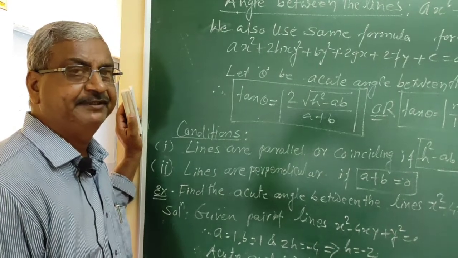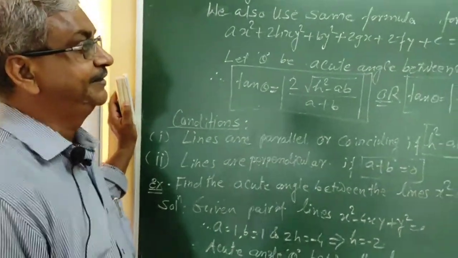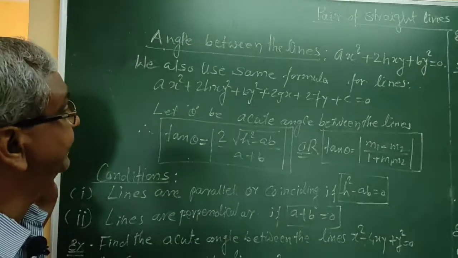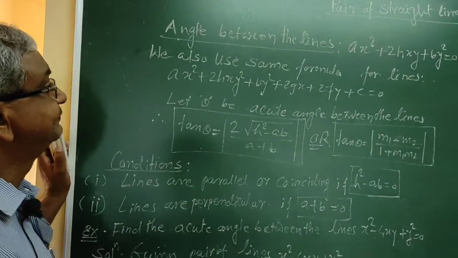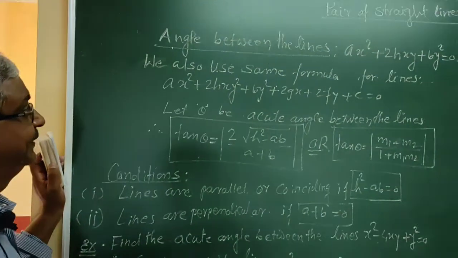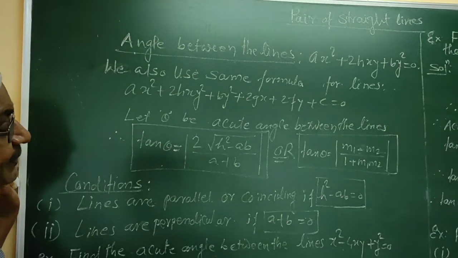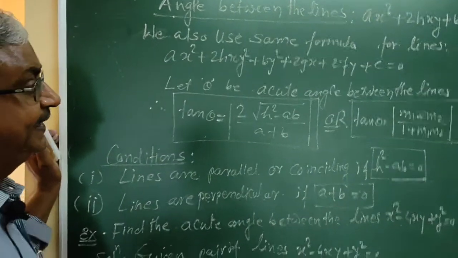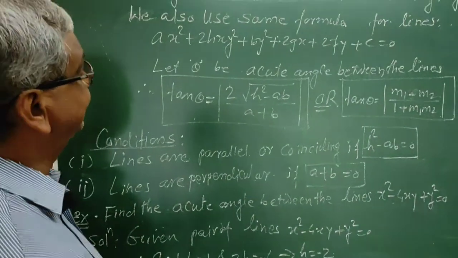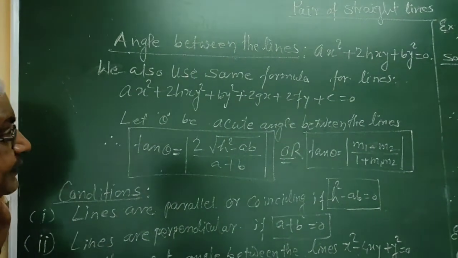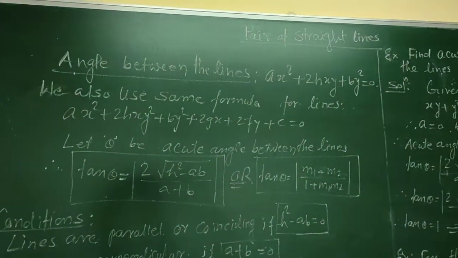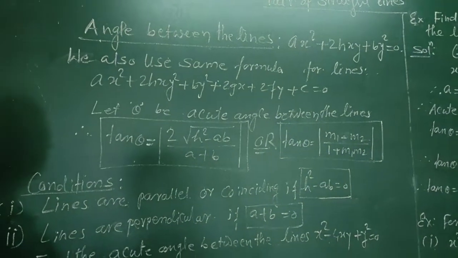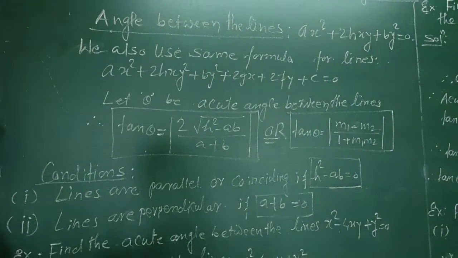Students, myself Vaghmare sir. In the last lecture, we have seen about the pair of lines in which the sum of the slopes and product of the slopes as well as the auxiliary equation. Now we proceed further and we start with this angle between the pair of lines.